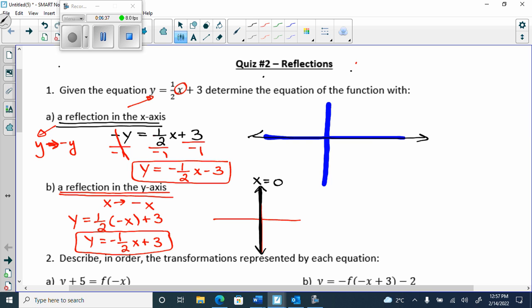Reflection in the x-axis, where are the invariant points going to be? On the x-axis, which is what equation? If this one's x equals 0, what's the x-axis? Y. So the x-axis is actually y equals 0 because it's where all of the y's are equal to 0. And your y-axis is x equals 0 because it's where all the x's are equal to 0.